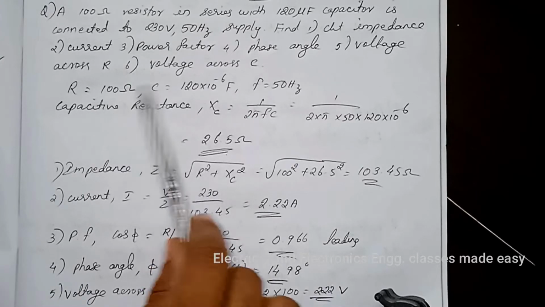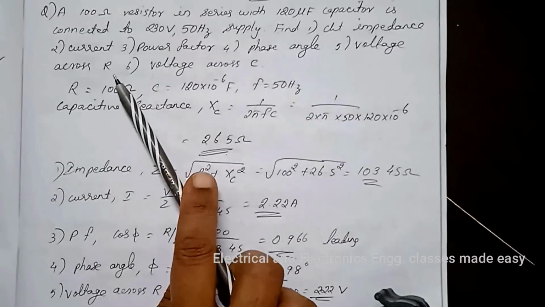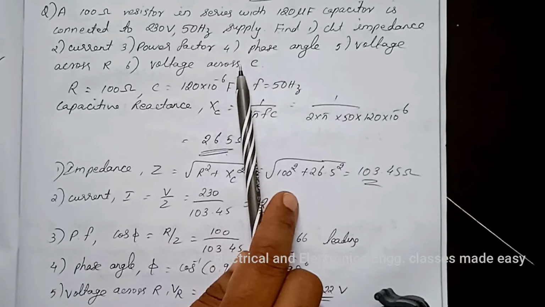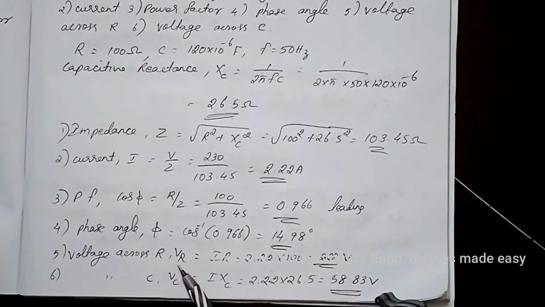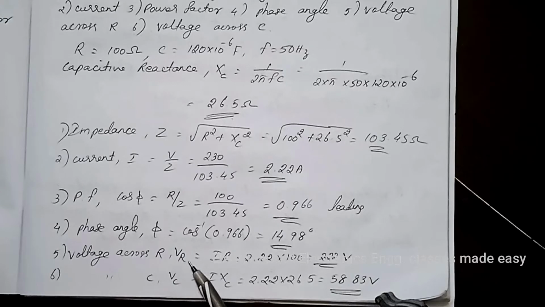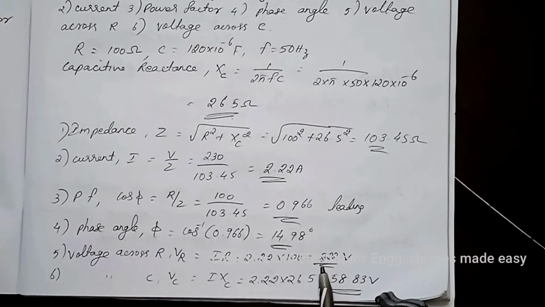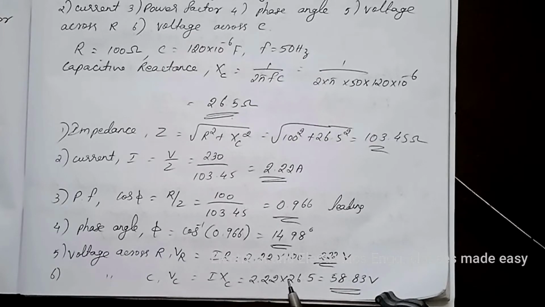Now we have to find the voltage across resistor and capacitor. The voltage across resistor is equal to I into R, that is 2.22 into 100 equal to 222 volt. Similarly, the voltage across the capacitor is I into XC, that is 2.22 into 26.5 equal to 58.83 volt.